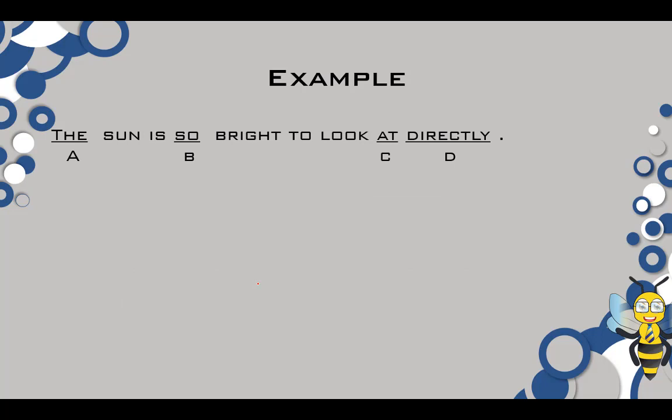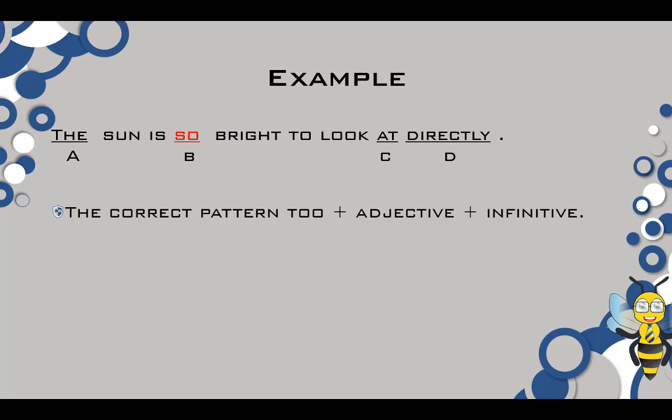So for example, we say something like, the sun is so bright to look at it directly. The mistake in this sentence. It's true. B. Letter B. That's right. Okay, because we said that the structure is too, adjective, and then a verb in infinitive, right?